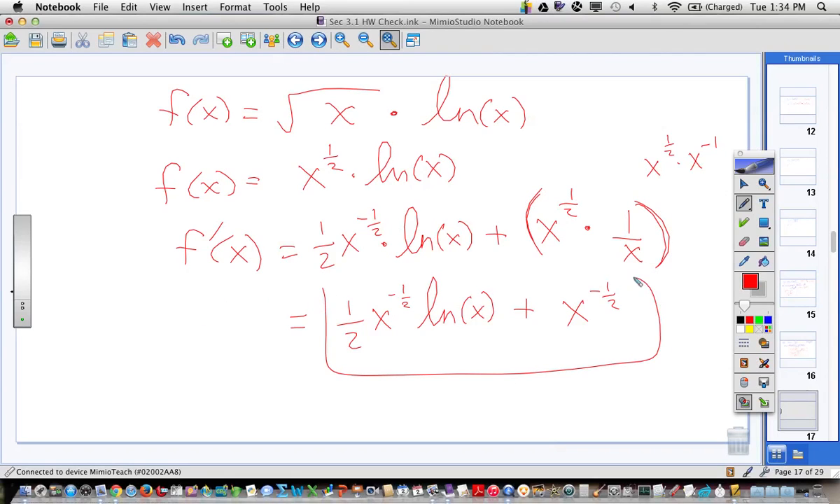I think you're done. Now, you might say, wait, there's an x to the negative 1/2 in both of those. I could factor it out, right? But why factor it? We could cancel. Or maybe we could put some things together. But if I take out an x to the negative 1/2, that'd be fine. You could do it. It just wouldn't be necessary.